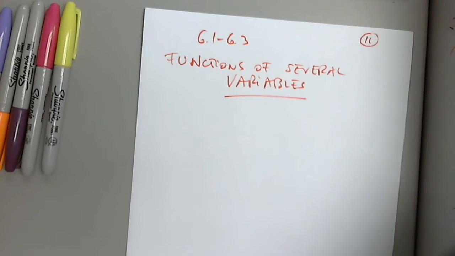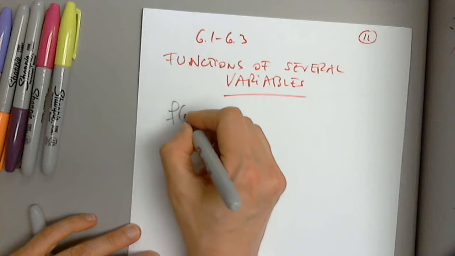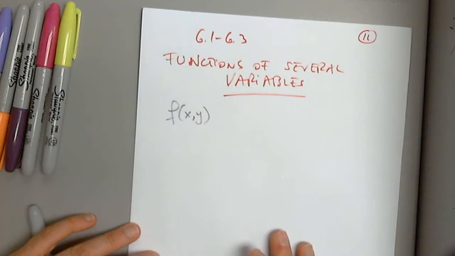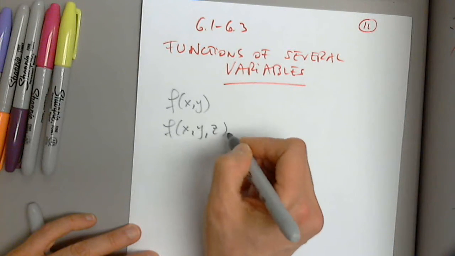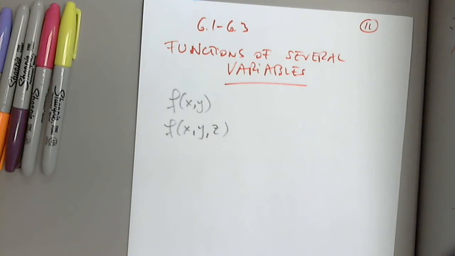Okay, we can have functions that have more than one variable. Here's an example. We can have f of x comma y. We can have f of x comma y comma z. What do you think we're going to do in 6.1 to 6.3? We're going to study some of these functions, and we're going to find their maximum. And that's it.